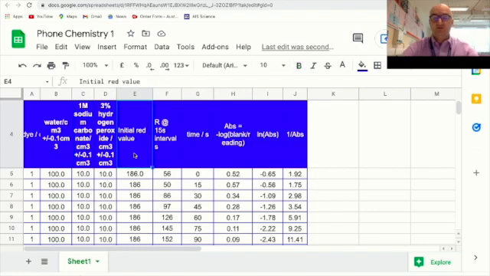The initial red value was the red scan using my cell phone. I did take an image of that, and I'll be probably pasting that into my report. If I look into my history, I can see the photographs there.